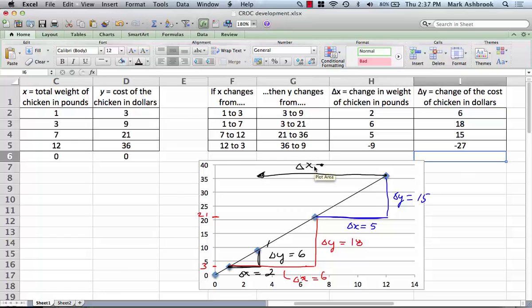Delta x is -9. And as delta x was -9, as that happened, our costs went down. We just saved how much money? $27. Delta y is -27. We're going to pay $27 less if we take 9 pounds off the scale.